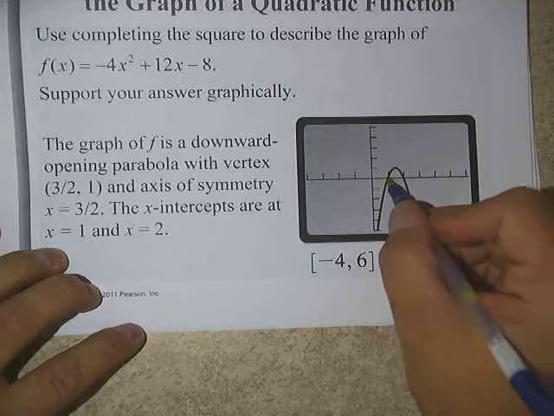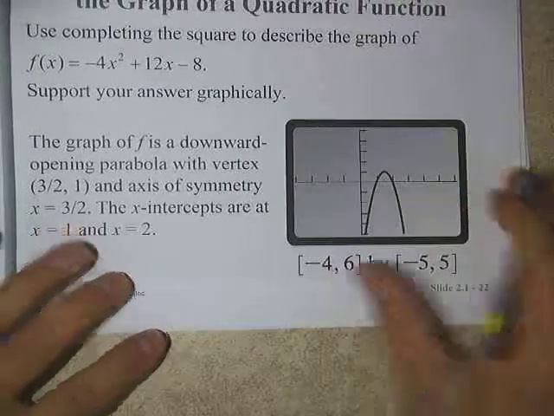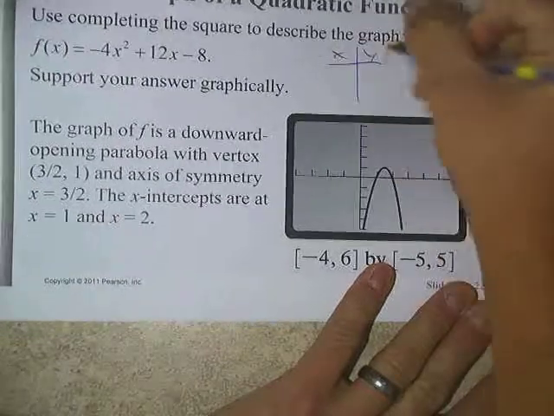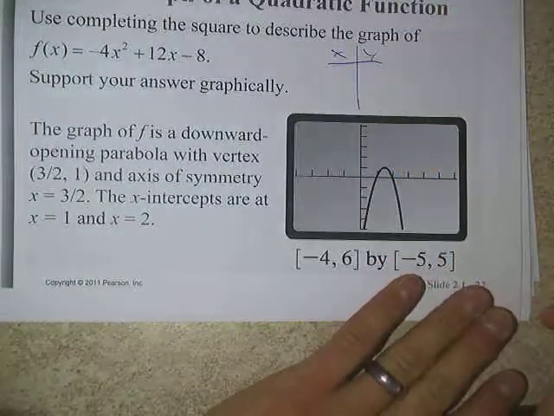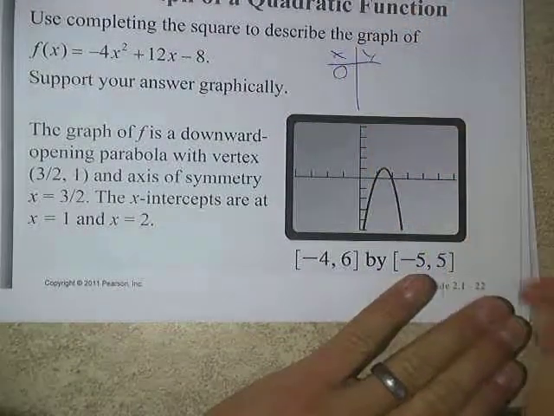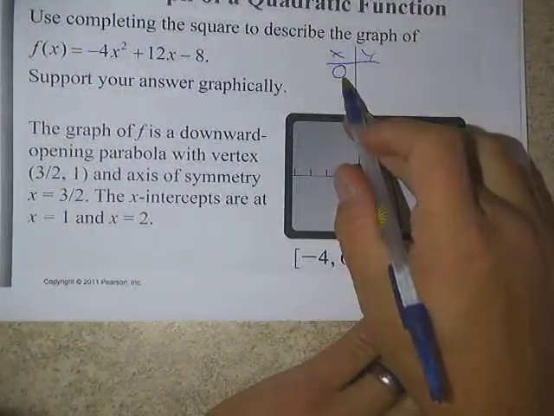Just a couple of key features here. We could find the vertex here. It looks like the vertex is at 3 halves and 1, like they said. We can find the x-intercepts also. One thing that I want to make sure we're clear on, and I've discussed this already earlier, but I want to point it out one more time.